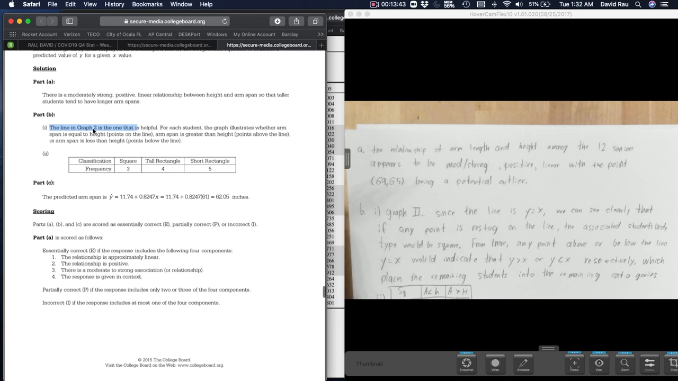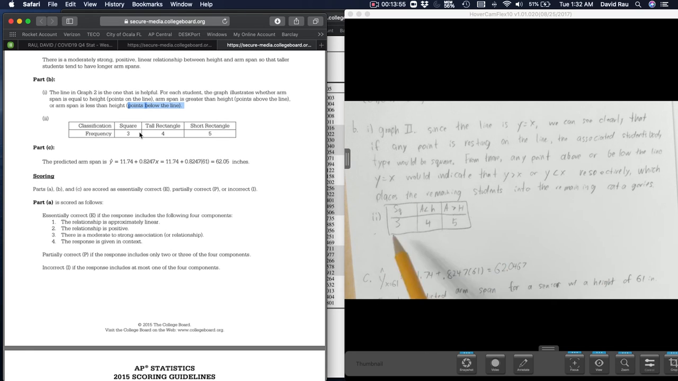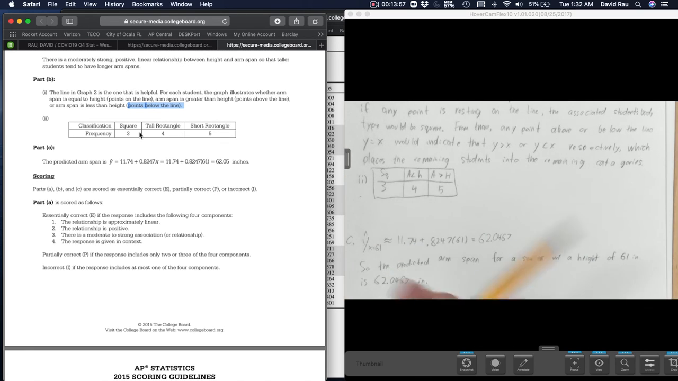Okay. Graph 2 is the one that's helpful for each student on the graph. Illustrates whether arm span is equal to height. Point on the line. Arm span is greater than height, above or below. So actually, I got that pretty spot on. And I got my chart right. Hooray. And then my predicted height is 62.05. Okay.